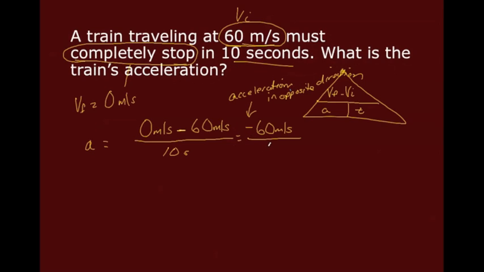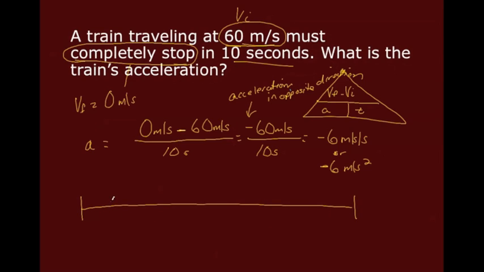Well, if it goes negative 60 meters per second in 10 seconds, it's slowing down at a rate of negative 6 meters per second every second. Or negative 6 meters per second squared. So every second, that train is slowing down 6 meters per second. So I'll try and draw a sketch out for you this time. It's a little bit bigger.